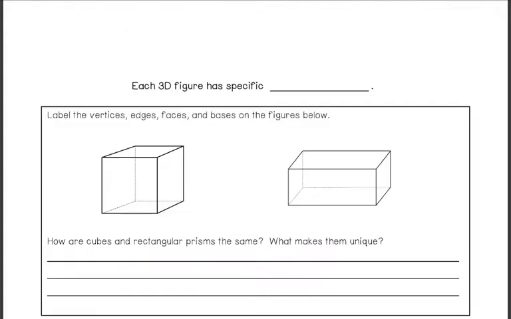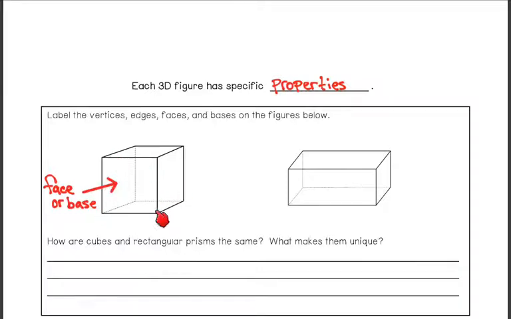Okay. And then for this next part, each three-dimensional figure has specific properties, and what that means is it has specific things about it that will describe it. Okay, so for that one, labeling the vertices, edges, faces, and bases of the figure below, I would go ahead and see first off that every face, for this one, is either a face or a base. So we would decide what it is.